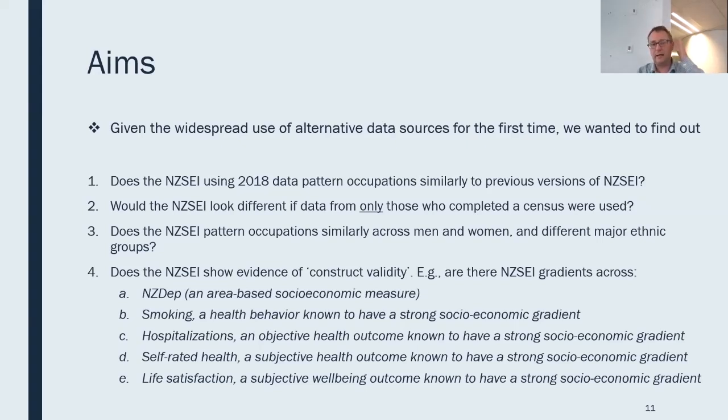Things we've always looked at are, do you pattern NZDep in the way you would expect, where the low socioeconomic end seems to be high deprivation and the high socioeconomic end seems to be low deprivation? And does it pattern smoking? And because we're in the IDI, we're going to look at three things that we couldn't look at before. Hospitalizations, which even though they may not be strongly associated with childhood poverty, should be associated with socioeconomic status. Is that patterned by the NZSEI? Self-rated health from the General Social Survey, and life satisfaction from the General Social Survey. Okay, so I'll hand over now to Natalia, who will talk about what we did and what we found.